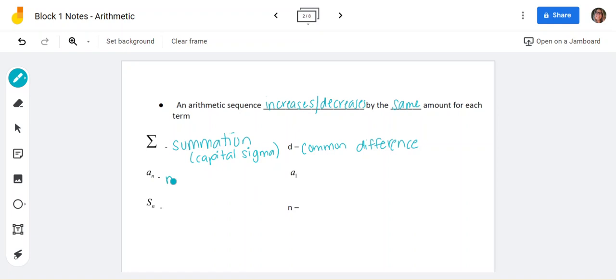A sub n stands for the nth term. It just means any term we want in the sequence, we can plug in whatever number we want for n. So if we replaced the n with a 12, it would mean the 12th term. A sub 1 means the first term. S sub n means the sum of n terms. And the letter n just represents the number of terms.